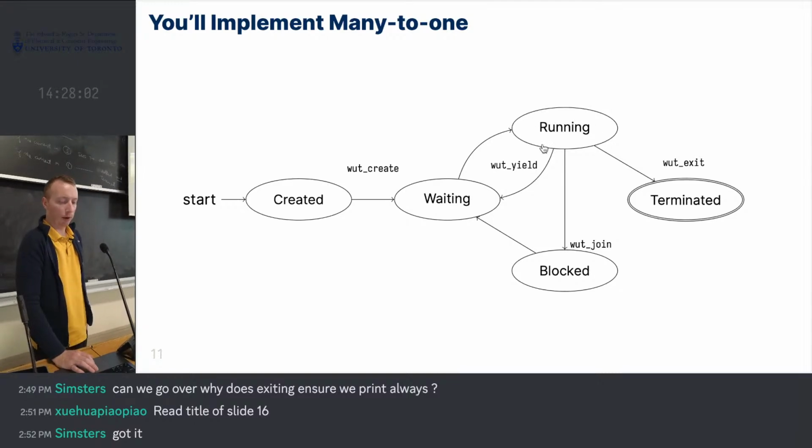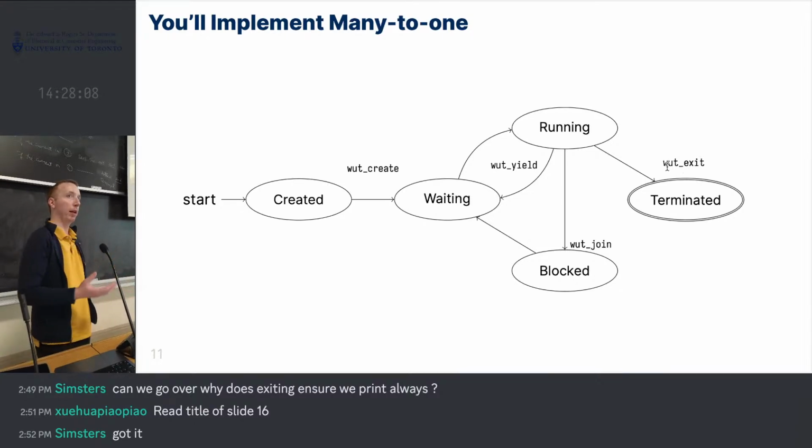While a thread is running, it may become terminated by calling exit. That would make the thread terminated. You would not clean it up yet, but you would set its status code and everything like that, and then start running the next thread if there is another one to run. If there is not another thread to run, this should just exit the process, like we saw before with pthreads.